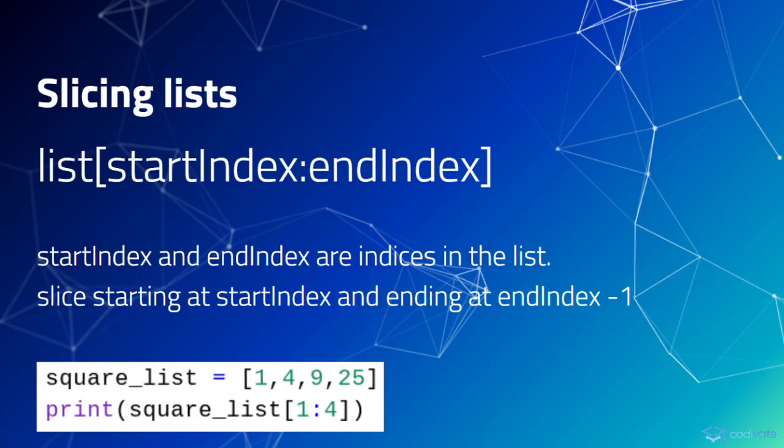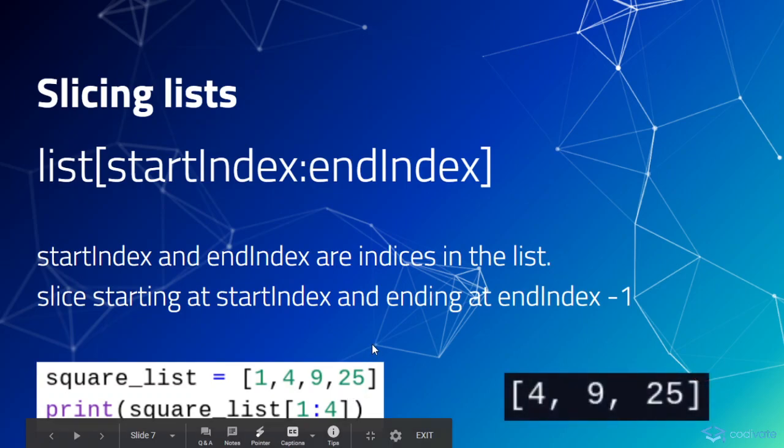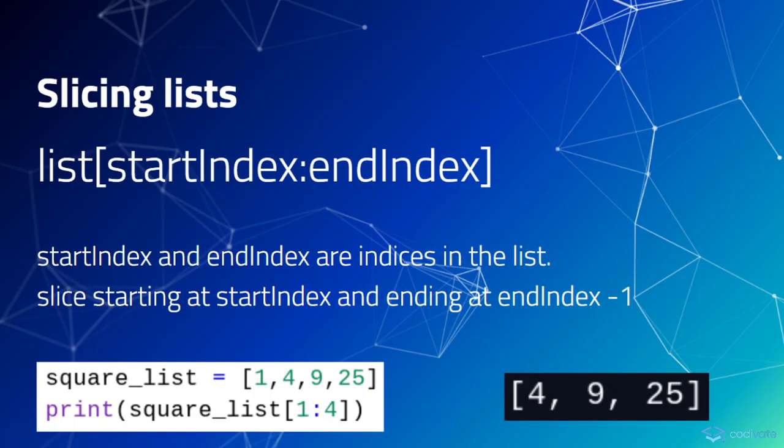So here we have our square list, and we are making a slice from index 1 to index 4. We have to remember, we have to do end index minus 1. So we have to look at everything from 1 to 3. So we know this is 0, this is 1, this is index 2, and this is index 3. So from 1 to 3, because we have to do end index minus 1, we get the values 4, 9, and 25. And that is our output when we run this code segment.